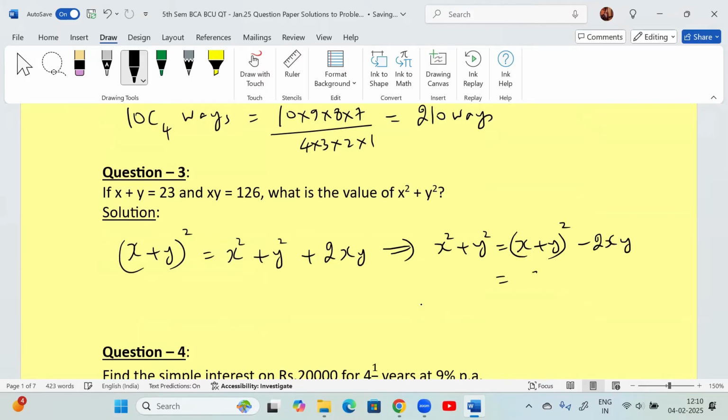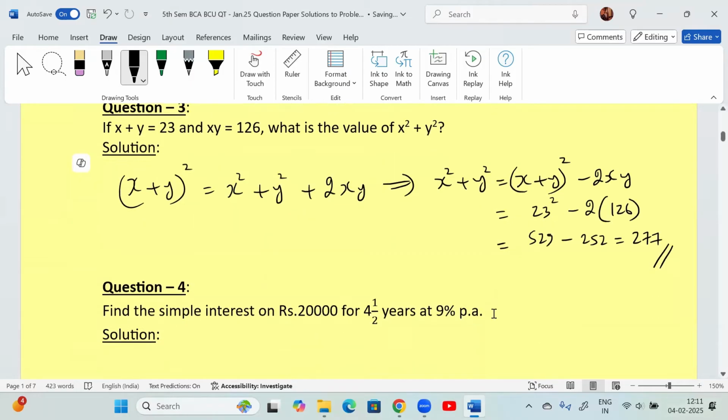This is 23 the square minus 2 times xy value is known to be 126. Now 23 square is 529. 2 into 126 is 252. Subtracting these two, 529 minus 252 will be 277. So that will be the value of x square plus y square. Let me move on to the next question.